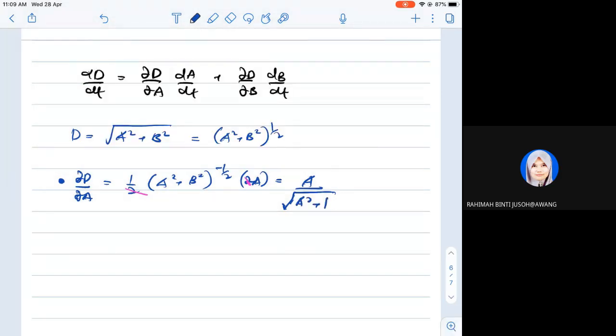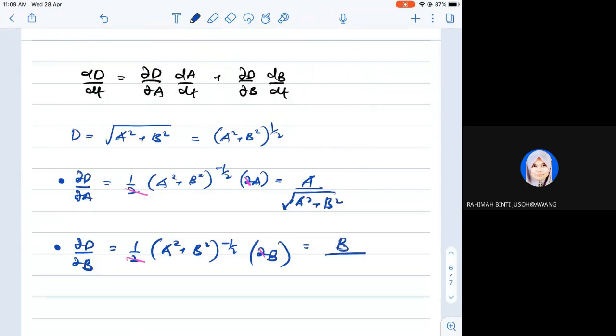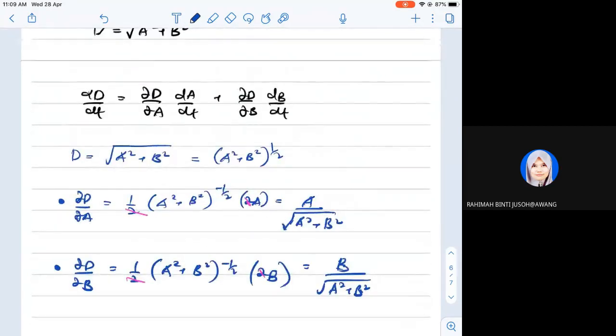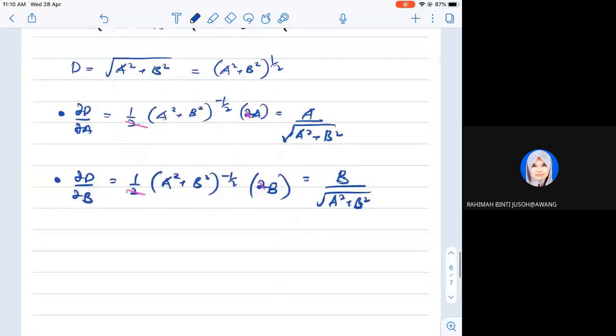A squared plus B squared, like this. So the same thing happen here for del D over del B. So 1 over 2 A squared plus B squared to the power of negative half multiply with 2B lah kali ni. Okay, so again this can be cancelled. So we will have B over square root of A squared plus B squared. Macam tu. Okay. So now we need to substitute inside the chain rule.